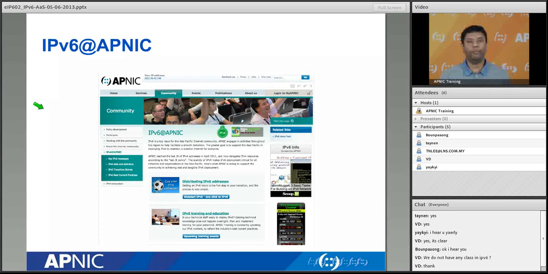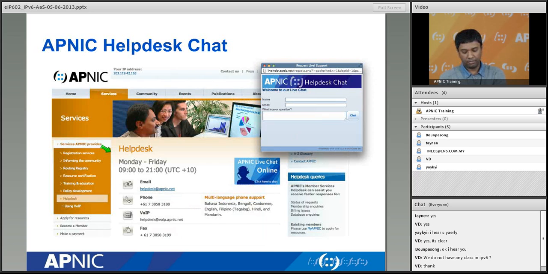So we have IPv6 at APNIC website. If you go to www.apnic.net and tap onto the community tab, under that you can see IPv6 at APNIC. On that website you will see lots of useful information that can be utilized for your address deployment plan. We also have all sorts of new technology information on that website, so it's worth having a look, right?